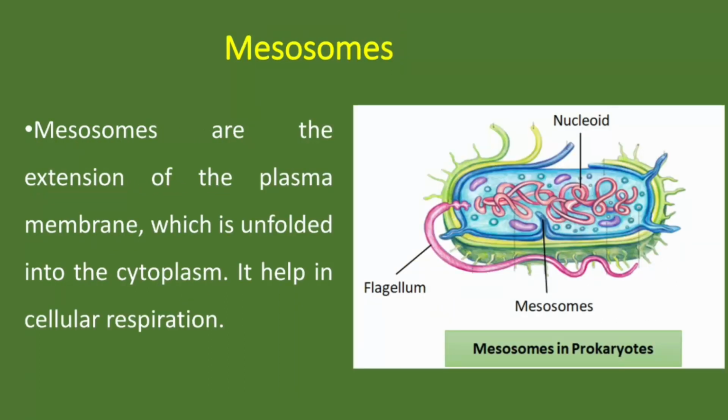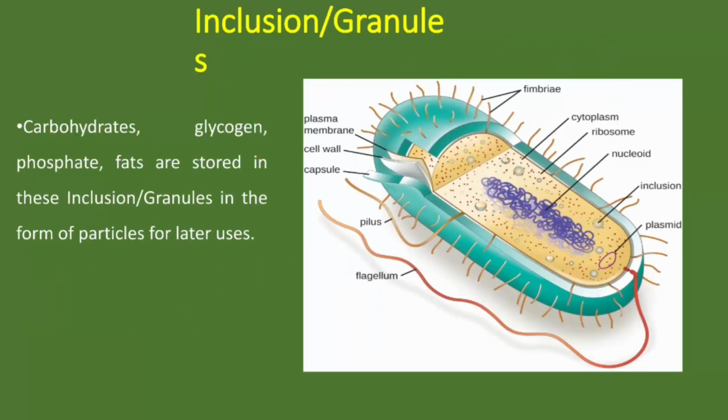Fine. So another topic we will see is the mesosomes, which are a very important point in the prokaryotic cell. Here you can say this is the mesosome. This portion is known as the mesosomes. Mesosomes are the extension of the plasma membrane which is unfolded in the cytoplasm. It helps in cellular respiration. So this is the unfolded portion of the plasma membrane which got unfolded into the cytoplasm, and this portion is known as mesosomes.